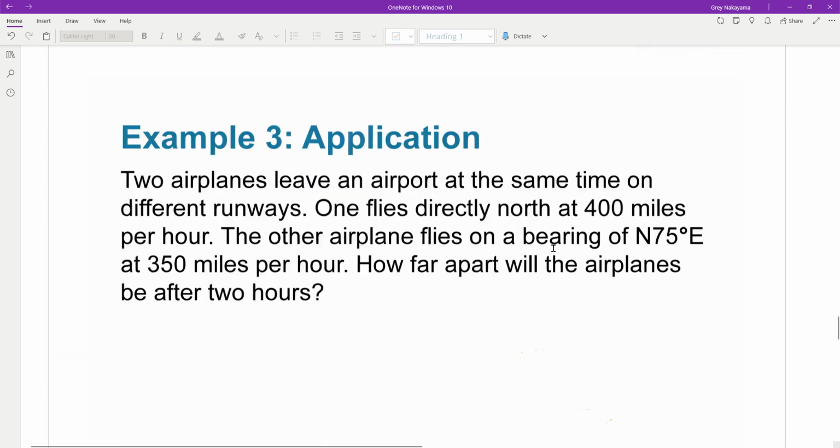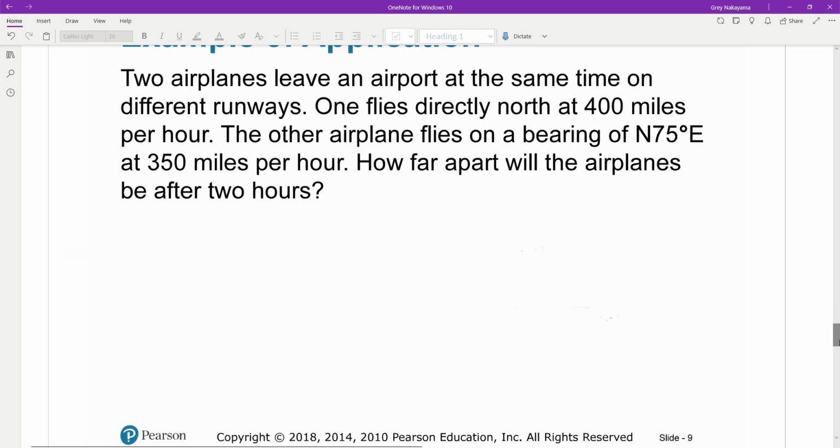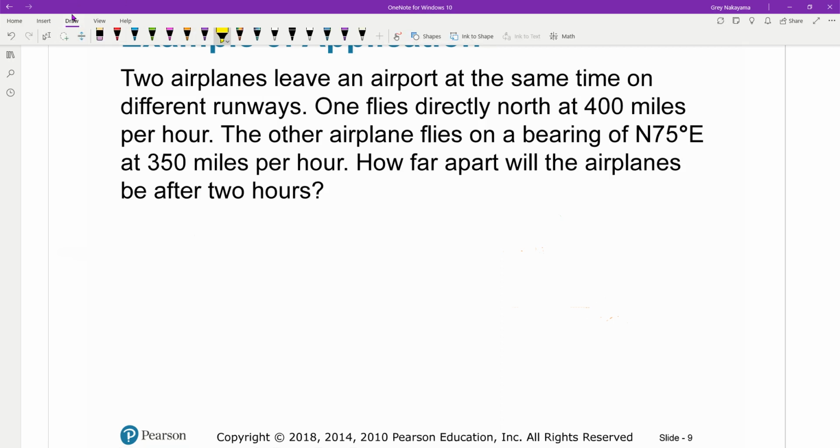Okay, let's look at this word problem. Two airplanes leave an airport at the same time on different runways. One flies directly north at 400 miles per hour. The other flies on a bearing of 75 degrees east of north at 350 miles per hour. How far apart will the planes be after 2 hours?